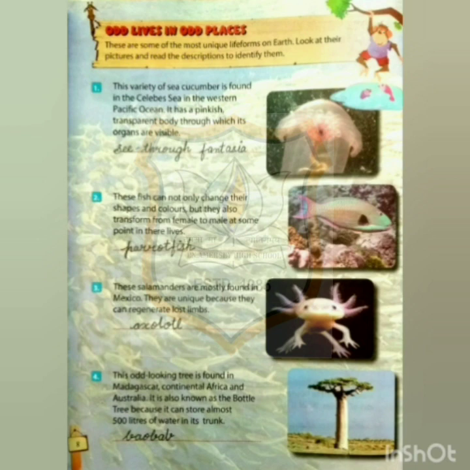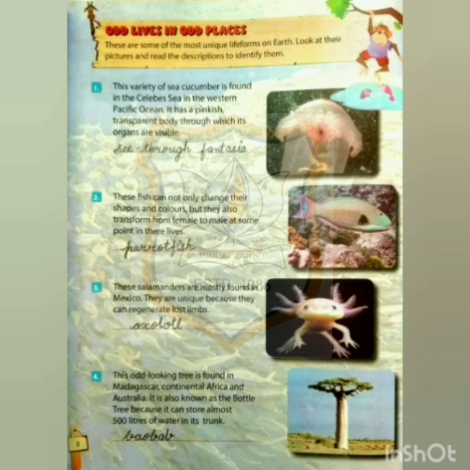Next, number 2. These fish cannot only change their shapes and colors, but they also transform from female to male at some point of their lives. So you can see here a picture of a fish which is very colorful in shape, right? So this fish can change their shapes and colors by themselves, and they can transform their body from female to male at some point of their lives, and this fish is known as parrotfish.